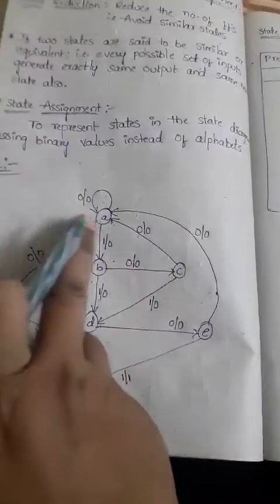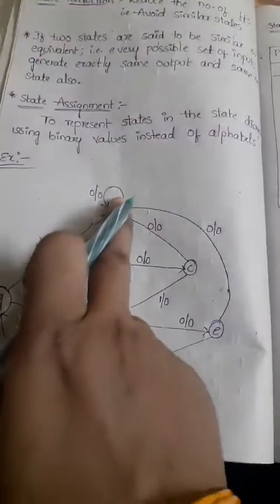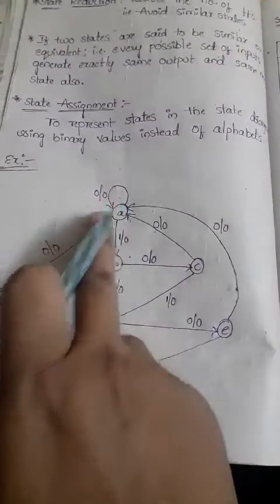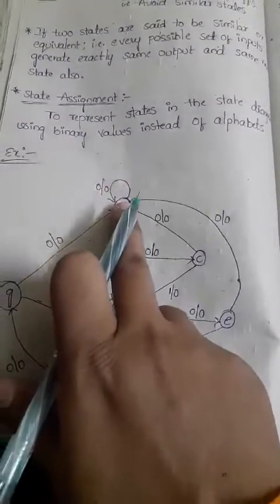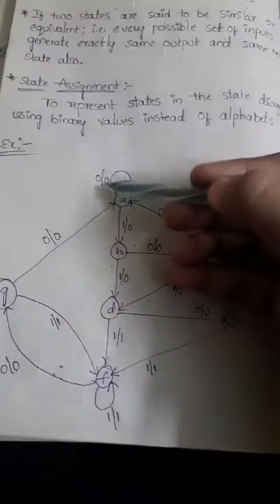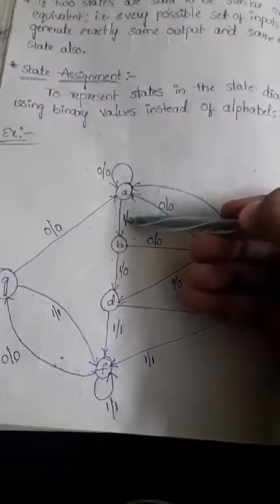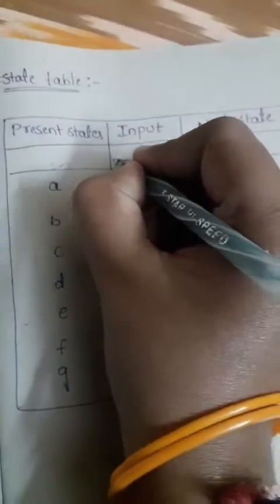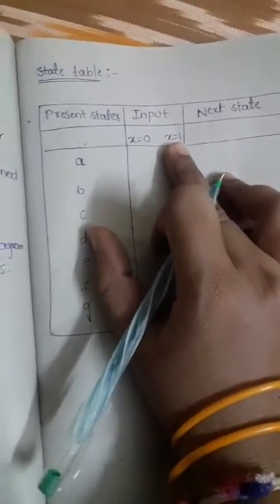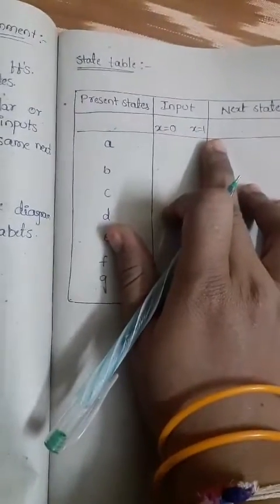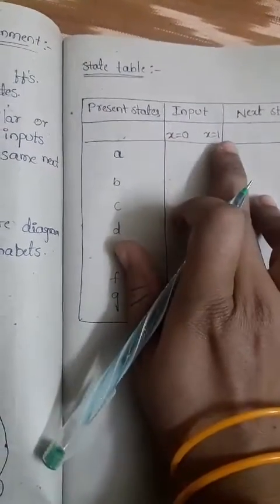If you are taking one state, it consists of 2 transitions. For example, I am taking the state A: it has 2 transitions, A to itself and also A to B. So input 0 will be there and input 1 will be there. So 2 transitions will be there for input: one is x equal to 0 and the other is x equal to 1. You can imagine that input as x. So one value is 0 and another value is 1.